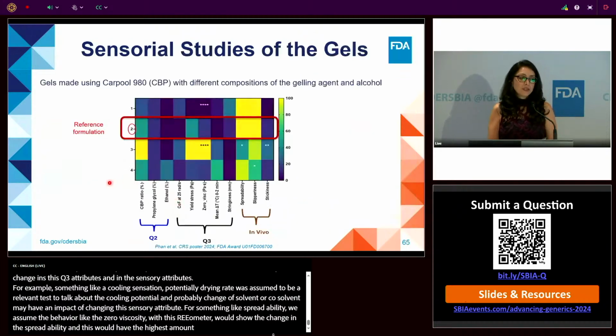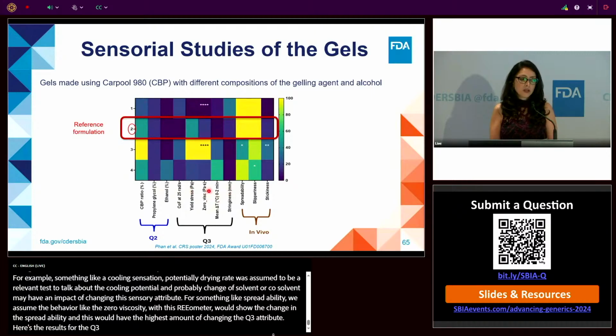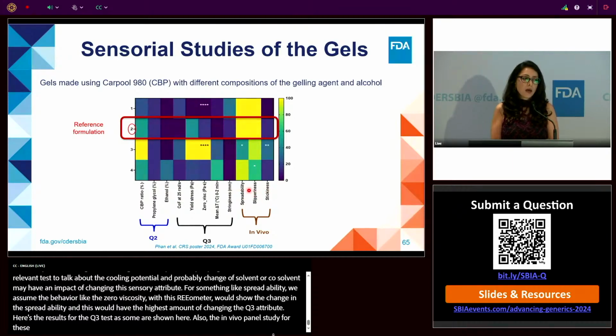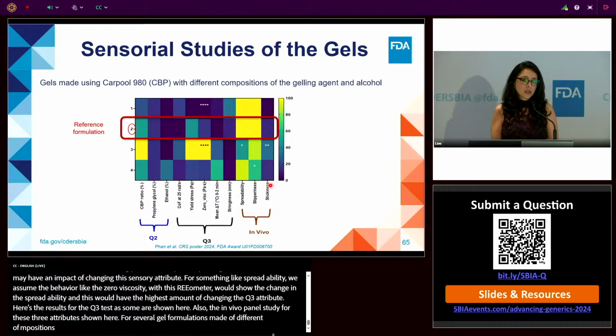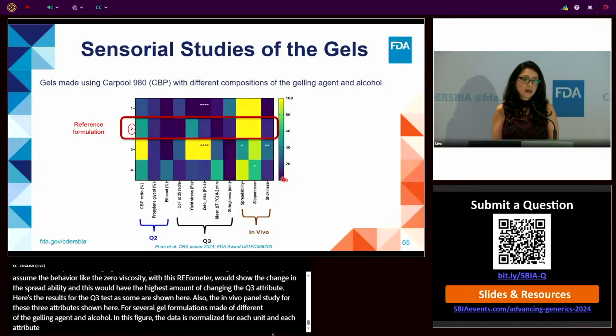So here are the results for the Q3 test. Some of them are shown here, and also the in vivo panel study for these three attributes that are shown here, for several carbopol 980 gel formulations that were made with different compositions of a gelling agent and alcohol. And in this figure, the data is normalized for each attribute, in the range of 0% dark blue up to 100% yellow.